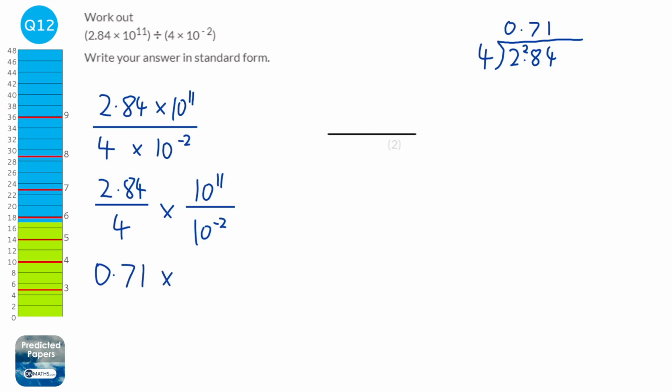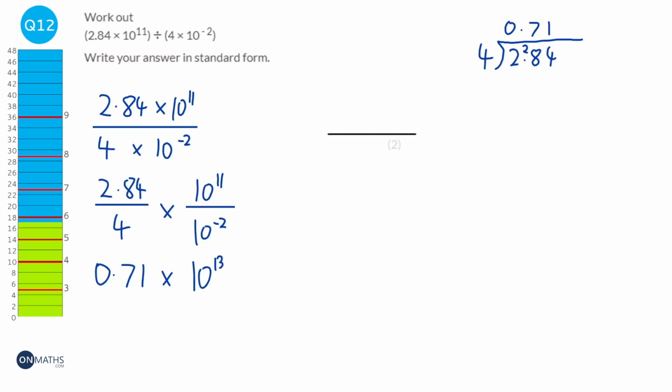Times, and then the rules of indices say that if you divide two powers of the same base, they're both 10, then you just take away the power. So it's 11 take away minus 2. Now the two minuses, the two takeaways, actually convert to a plus, so it would be 11 plus 2, which would be 13, so it would be 10 to the power of 13.